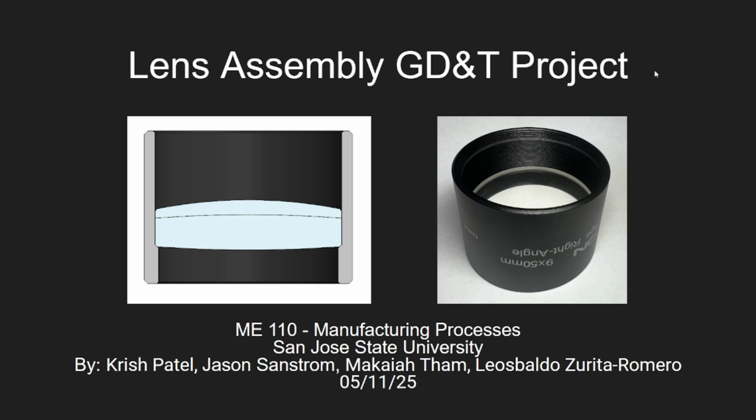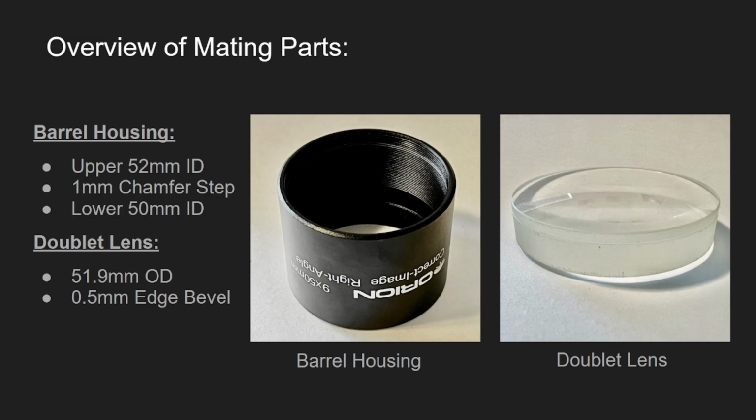Hello everyone. Our group will be presenting our GD&T examination on a spotting scope lens assembly, which includes two primary components, a barrel housing and a doublet lens. The barrel housing consists of a threaded cylindrical tube with different upper and lower section diameters, separated by a 45-degree chamfer, which acts as a seat for the lens. The lens has a matching chamfered bevel that allows for seated contact with the barrel without the optical surface coming in contact with the housing.